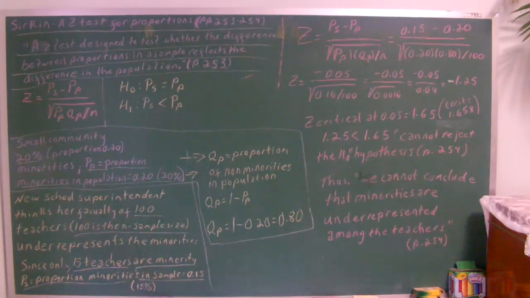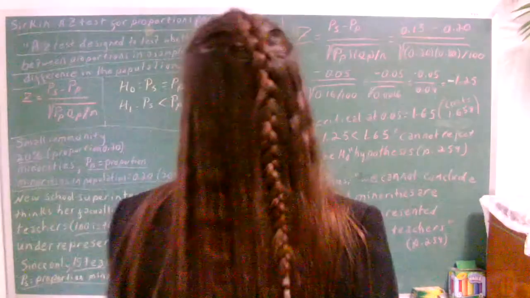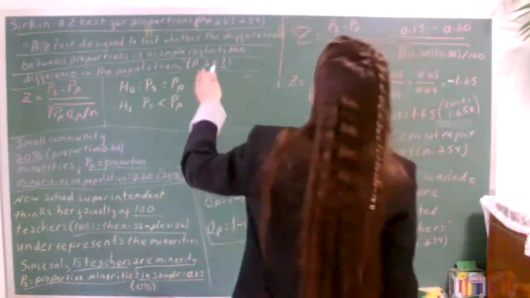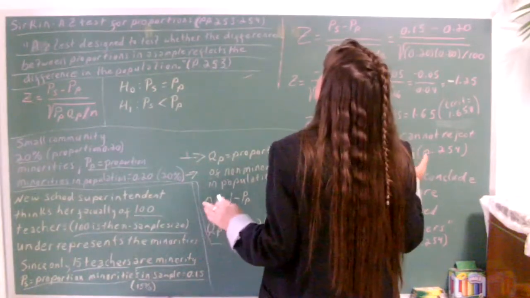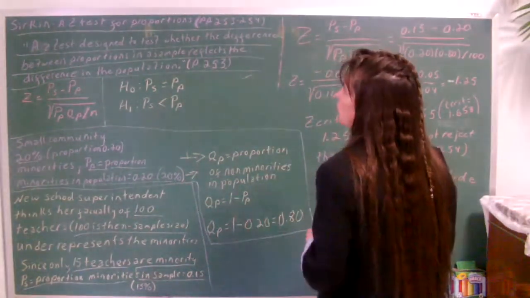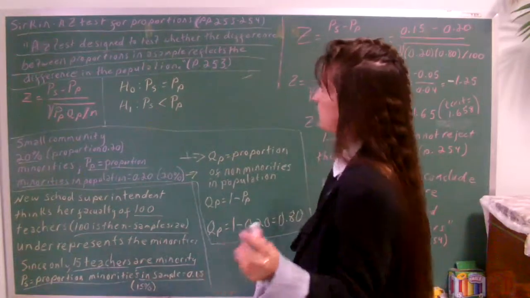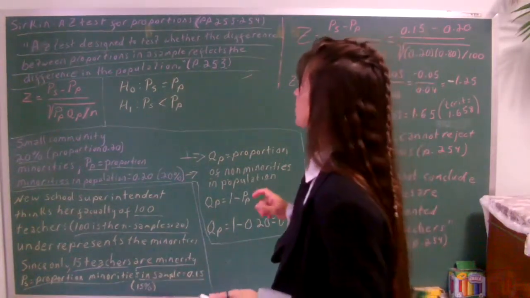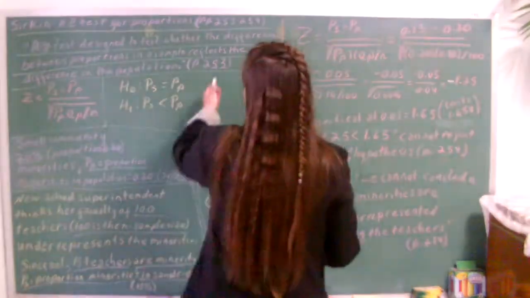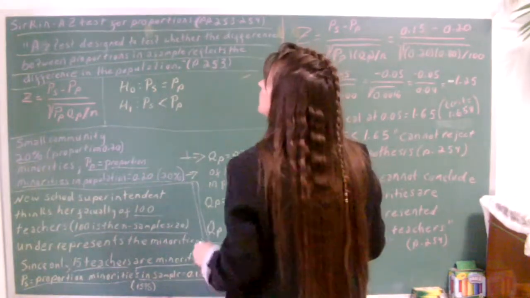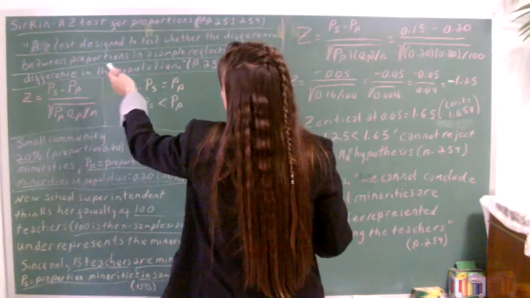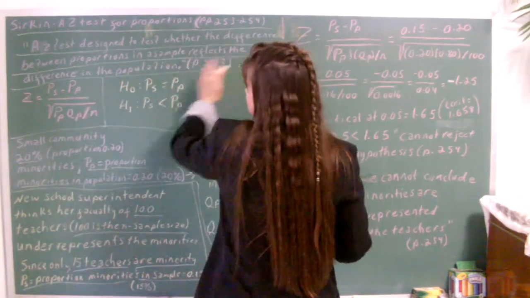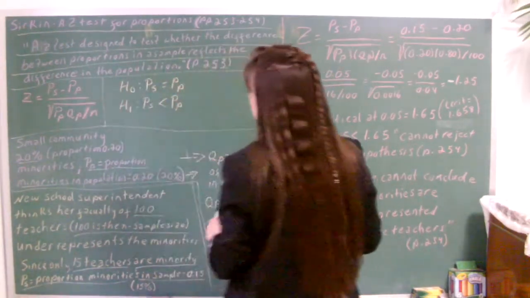This next video is to explain from your Sirkin textbook again. This is a z-test for proportions. This information is taken from pages 253 and 254. While you turn to that, I'm going to read the definition of a z-test for proportions, which is stated in your book on page 253. A z-test designed to test whether the difference between proportions in a sample reflects the difference in the population.